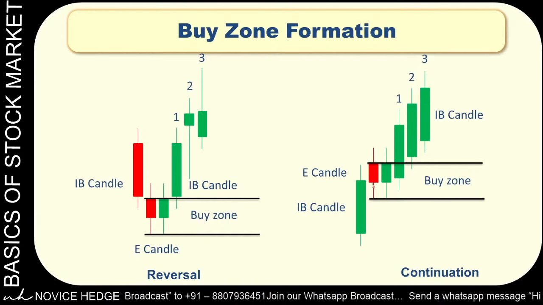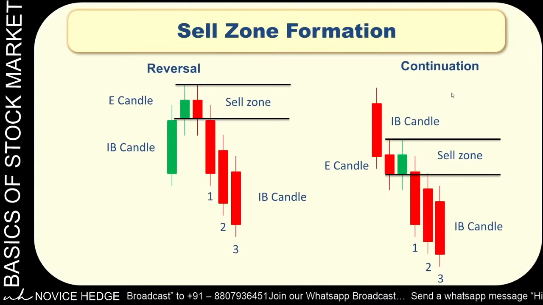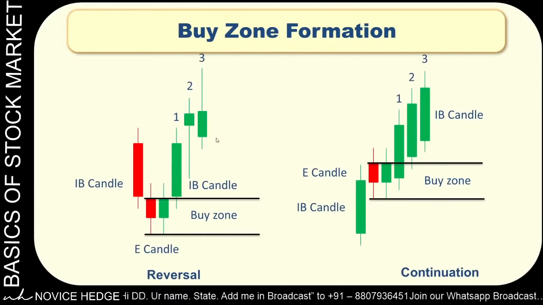In the continuation pattern, you can see clearly there was buying dominance, there was a pause period, and then another IB candle, which makes the first condition. What's the second condition? It should form two consecutive highs. So this is for the buy zone formation. Whereas in the sell zone, it should form two consecutive lows, in the candles next to the IB candle which comes out of the zone. Okay, so I think it is much clearer.